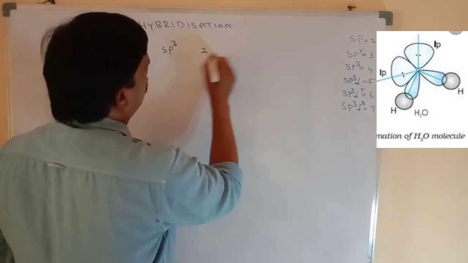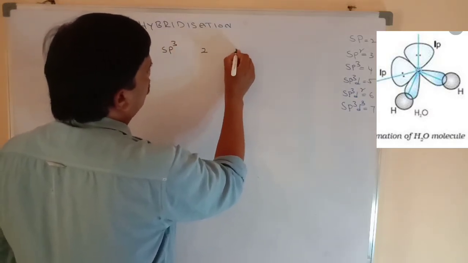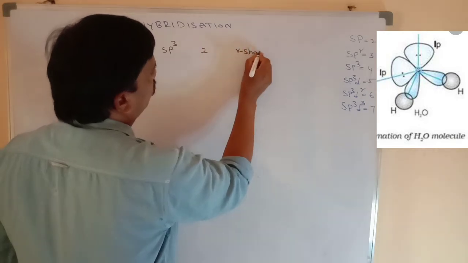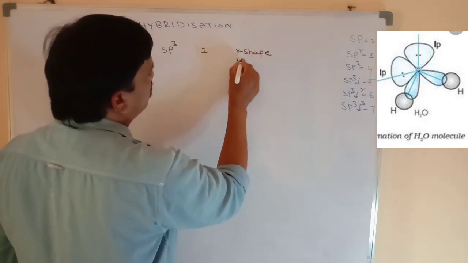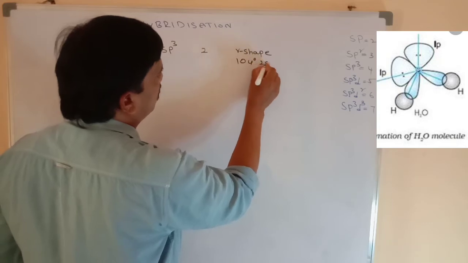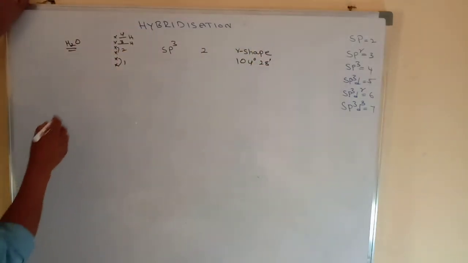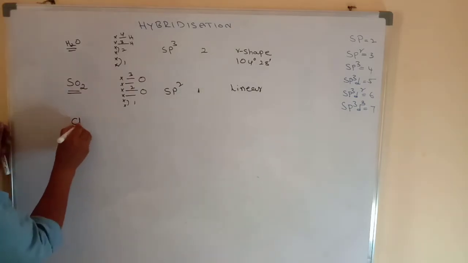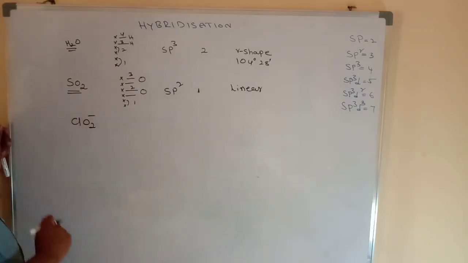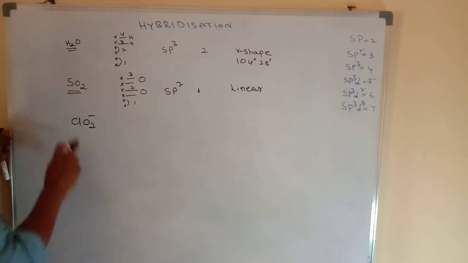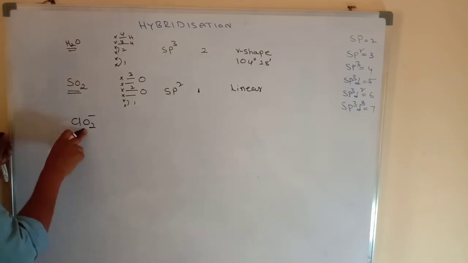The shape of the molecule is V shape. So the bond angle is 104 degrees 28 minutes. That was H2O. Now I want to discuss ClO2 minus. Actually chlorous acid, HClO2, gives H plus and ClO2 minus.